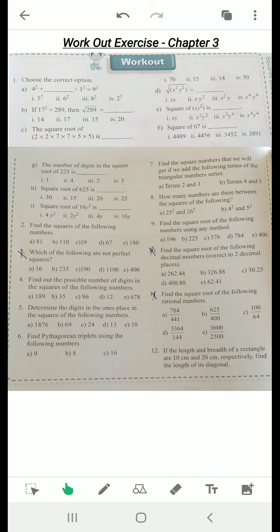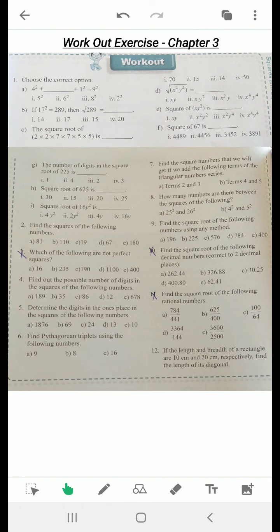Okay, then the square root of x square y square. So the square root of x square will be x and the square root of y square will be y. Remember students, the square root of x square will be x. Always remember these things. And the square root of y square will be y. So the square root of x square y square will be xy.